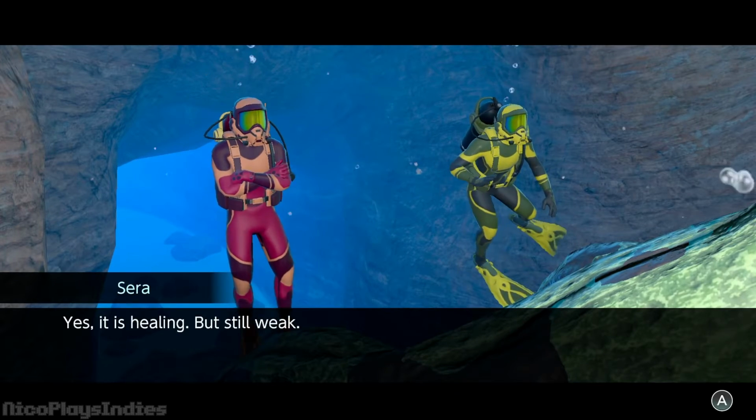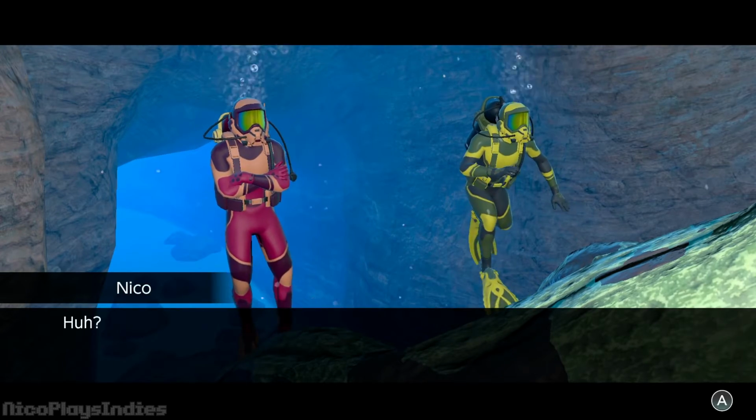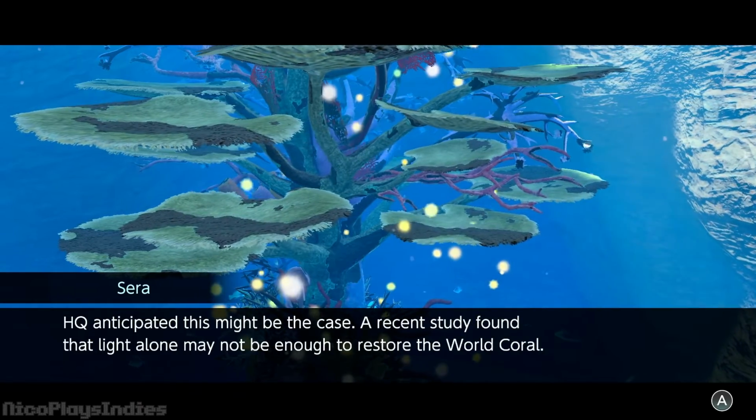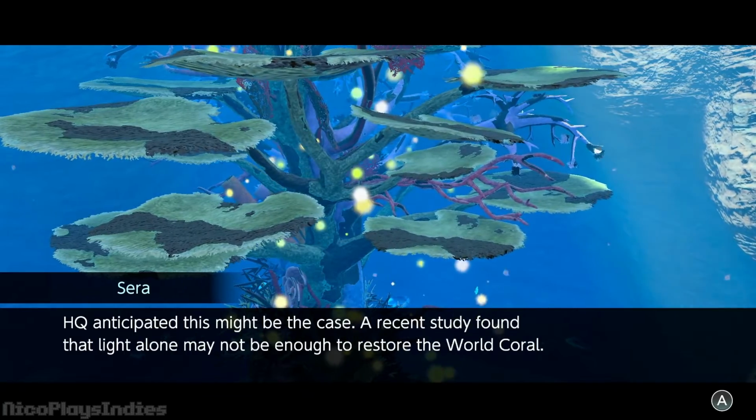Yes, it is healing, but still weak. HQ anticipated this might be the case. A recent study found that light alone may not be enough to restore the world coral.